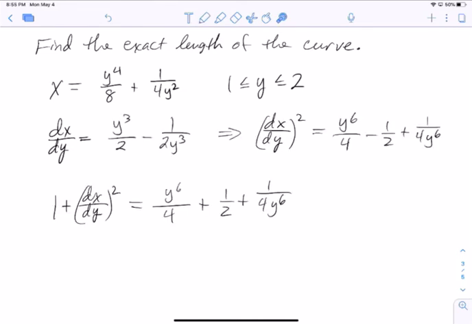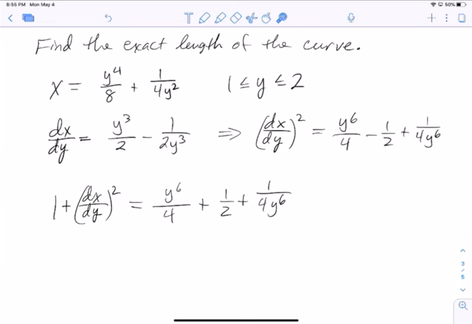If you didn't finish or if you got stuck, totally understandable. If you did, just sit tight. Here we have dx/dy equals y cubed over 2 minus 1 over 2y cubed. That's using the power rule on each of these terms. I don't think that's where you might have gotten stuck.